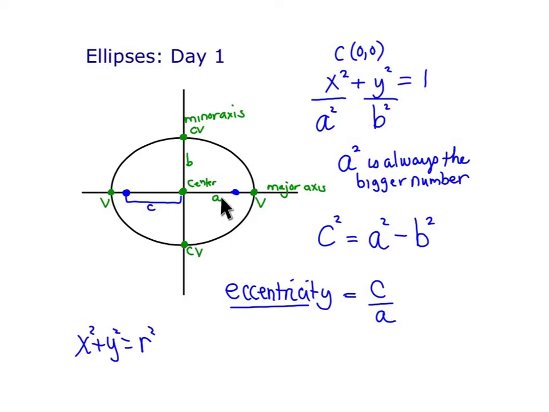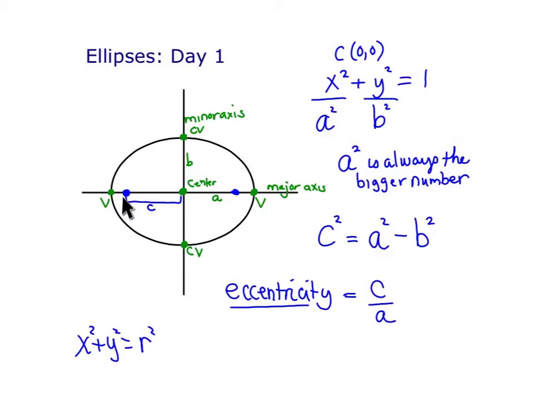And then the foci are always on the major axis. So foci and vertices go on the same axis. That's important. Foci and vertices are on the same axis. They're always on the major. And the distance from the center to a focus is c. So then from focus to focus is 2c. So a, 2a, b, 2b.